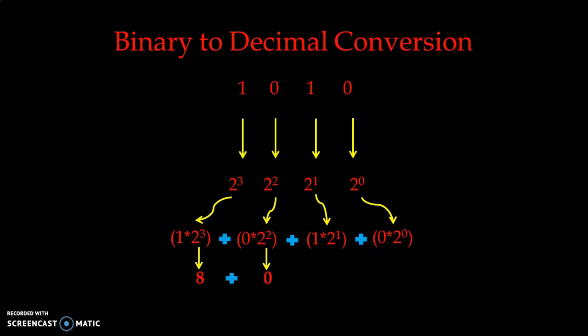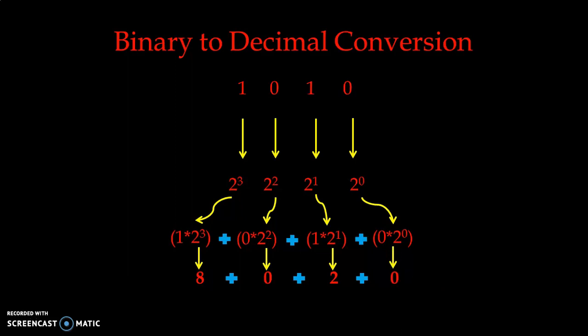Then again, the value is 1. When it comes to 1, we have to do the actual calculation. So 2 raised to 1, that is 2. 2 multiplied by 1, that is again 2. Now we have again 0 multiplication, so it becomes 0, right?